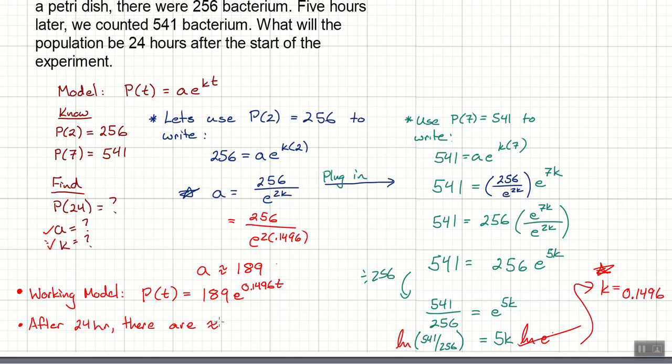And to be honest, I would get a different answer if I did this whole problem on my own, because I would never actually round k. I would use natural log of 541 over 256 divided by 5, and I would plug that back in, and I'll let my calculator round it to 50 spaces or whatever it can do. If you're close, I'm not going to destroy your rounding. I have no idea how big this population gets after 24 hours.